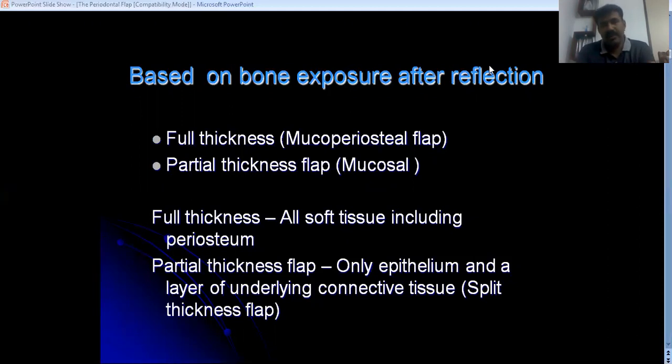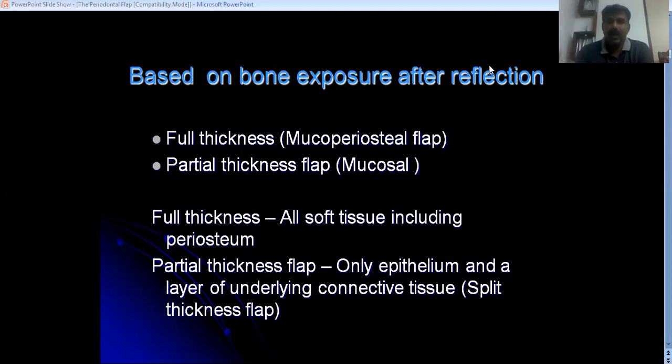Now you can reflect another type of flap, where you are reflecting only the epithelium and part of the connective tissue. The rest of the connective tissue and the periosteum remain attached to the bone. This type of flap is called a split flap. You are actually splitting the gingiva, splitting the mucosa into two. And this is usually done, for example, when you're doing a crown lengthening, where you want an apically displaced flap, or in root coverage procedures. So these are some of the situations where you need a partial thickness flap.